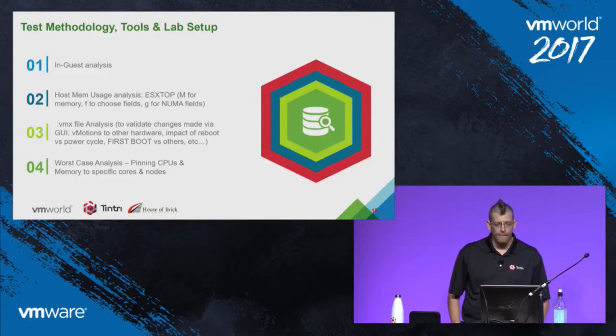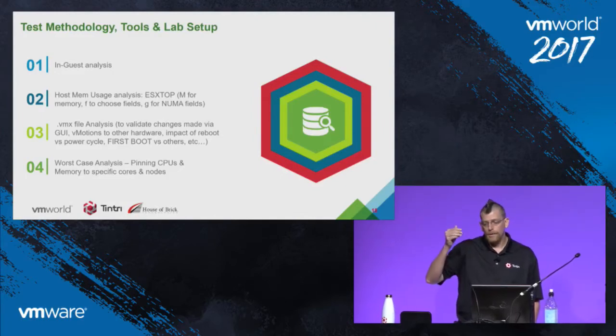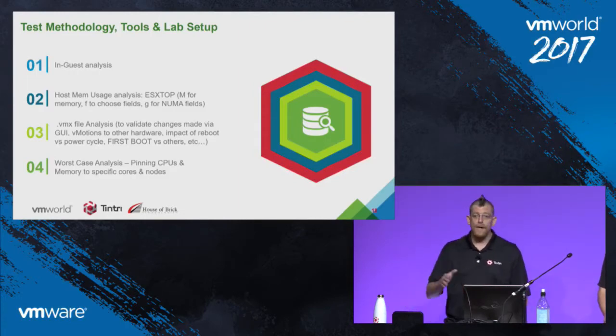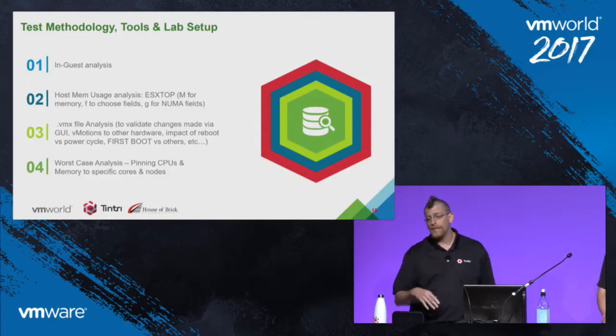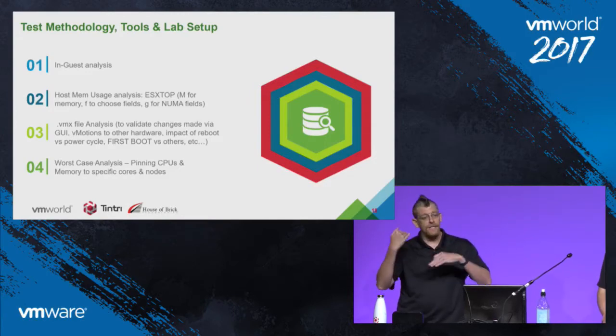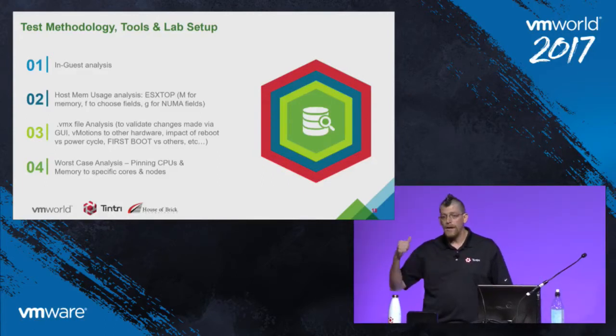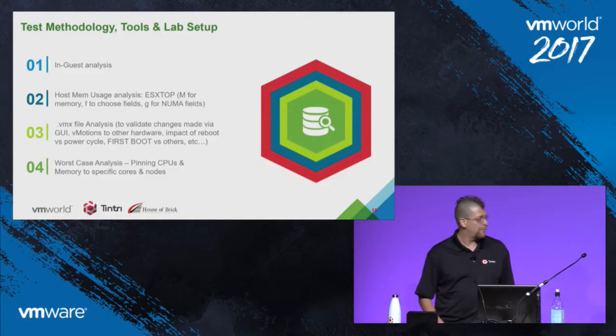We did a lot of VMX file analysis. If you change a setting of your VM, do you need to reboot it? Do you need to power cycle it? How does that affect it? We ran into something very interesting around power cycling and the way that things are calculated. Through our testing, we just kept resizing these VMs and kept copies of the VMX files, and then used WinMerge to analyze what had changed when we were doing different things, and we found some pretty interesting findings.